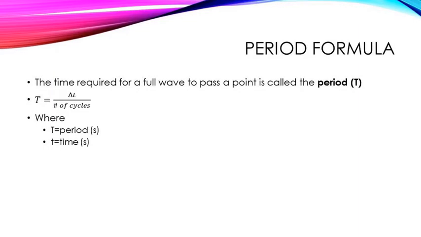The period formula. The time required for a full wave to pass a point is called the period, or T. So T equals the change in time divided by the number of cycles, where T is your period and your small t is your time in seconds.